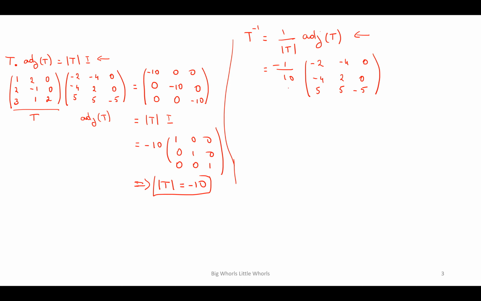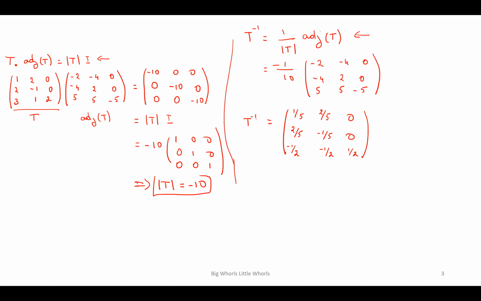Which is equal to 1 over 5, here we have 2 over 5, 0, 2 over 5, and minus 1 over 5, 0. And here we have minus 1 over 2, minus 1 over 2, and here we have 1 over 2.